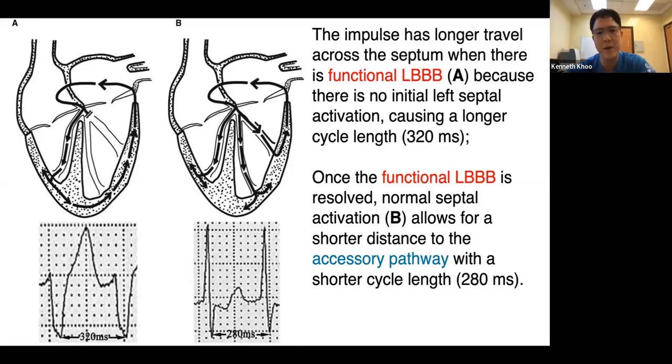Now, this functional left bundle branch block recovers spontaneously, and when that happens, antegrade conduction goes directly down over the left ventricle and engages the left lateral accessory pathway, therefore removing the transseptal time. And the result of that is that the narrow complex tachycardia is faster. So that is classical Kuhlman's phenomenon.